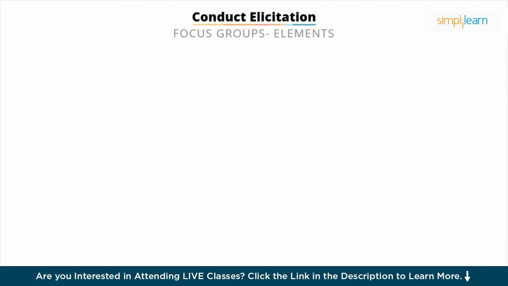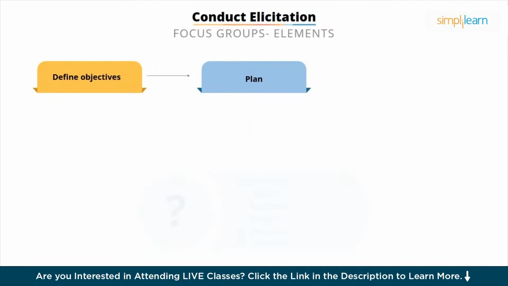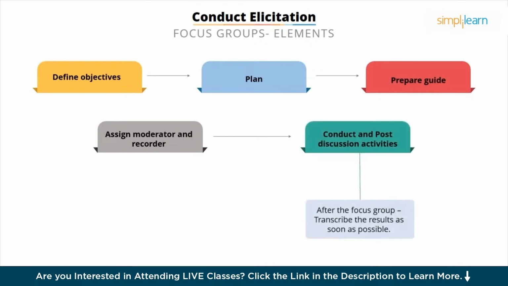The following are the elements of the focus groups. Define objectives of focus group session, plan for the location, logistics, participants, budget, timelines, and the outcomes. Prepare the discussion guide. Assign a moderator and a recorder. Conduct the focus group. Transcribe the results of the focus group sessions as soon as possible.